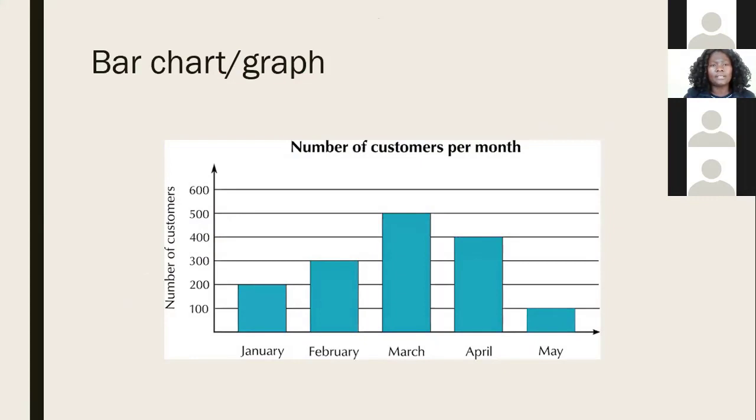So this is what a bar chart or bar graph looks like. We shall do it together, but just for you to see what it looks like. For example, this one is showing the number of customers on the y-axis, and on the x-axis you are seeing the months. In January there are 200 customers who maybe approached the shop or who bought from a specific person. February 300, March 500, and so on. So that is a bar chart. You notice that there are gaps between each bar.